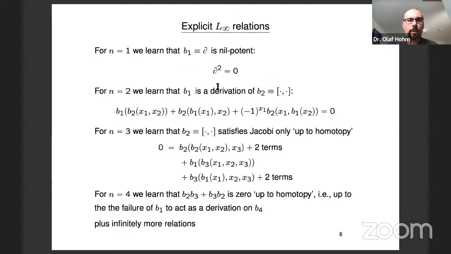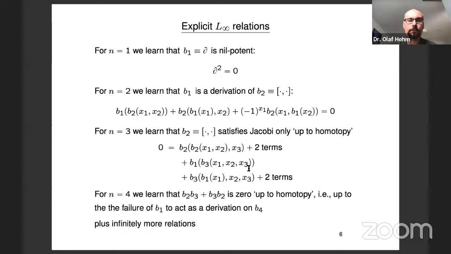For n equals three, now we have an interesting relationship with the three bracket. So this is now the first time potentially we get something going beyond Lie. This relation now tells you that the two bracket does not necessarily need to satisfy the Jacobi identity. If it would satisfy the Jacobi identity, you would only have this first line. So this is the familiar nesting of two brackets and three terms with appropriate signs. If that is zero, you have a Lie algebra, a graded Lie algebra, but it does not need to be zero if you have a three bracket and a differential. And then its failure to be zero is controlled precisely by this three bracket.